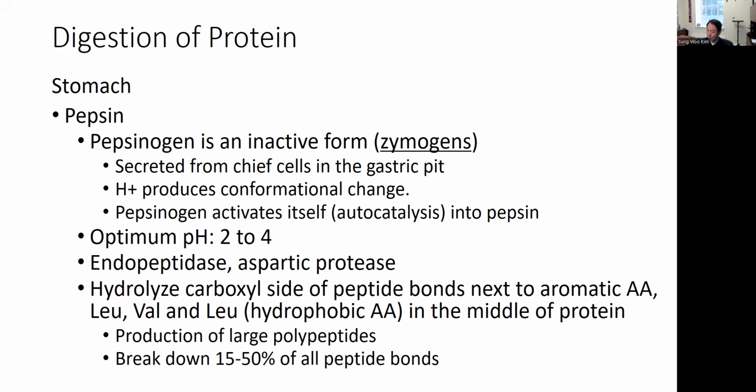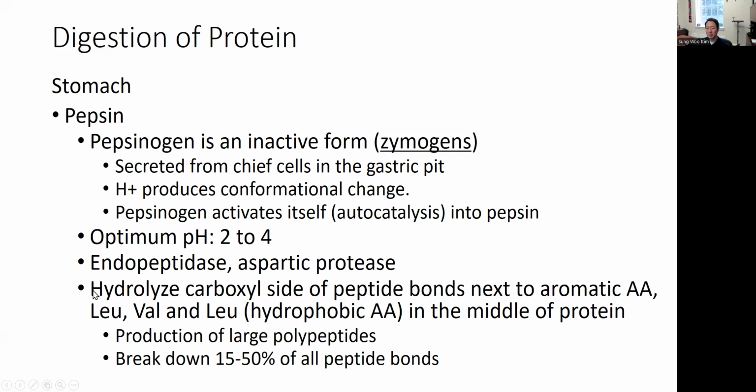This pepsin now is an active enzyme, an endopeptidase. There are different types of proteases. Protease means an enzyme digesting protein. This is a group of aspartic proteases. We'll talk about these different types of proteases in the next section.